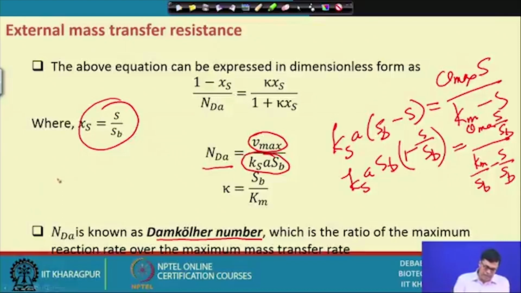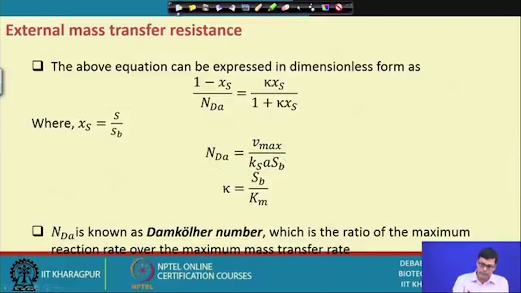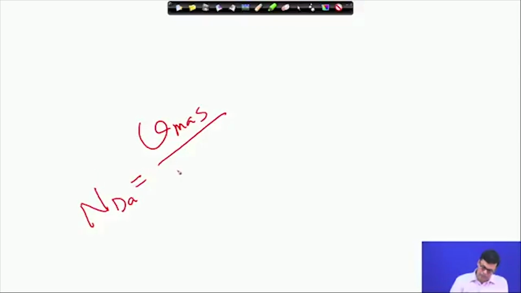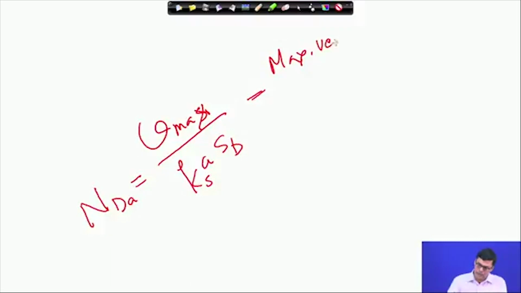Now, what is Vmax? Vmax is the maximum velocity of reaction. So, I was talking about the NDA. What is the NDA? It is Vmax divided by Ks A into Sb. And Vmax is the maximum velocity of reaction. Am I right?